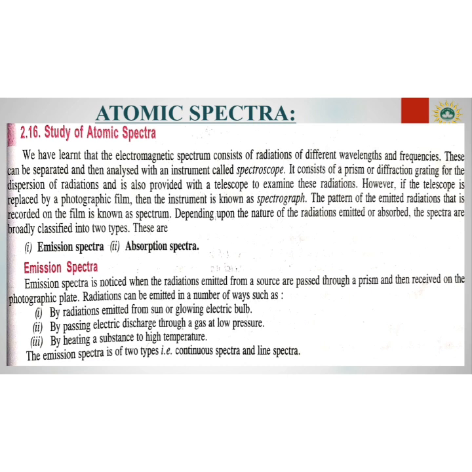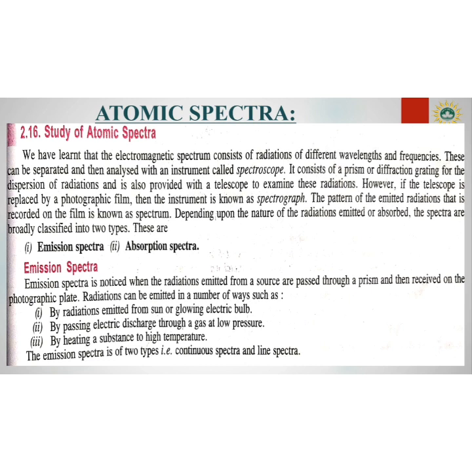Now, this can be separated and analyzed with an instrument known as a spectroscope. This spectroscope consists of a prism for diffraction of the wavelengths, I mean, radiation. The radiation can be diffracted through the prism, and when it is diffracted, each different kind of wave gets separated. And the dispersed radiation is also provided with a telescope to examine these radiations.